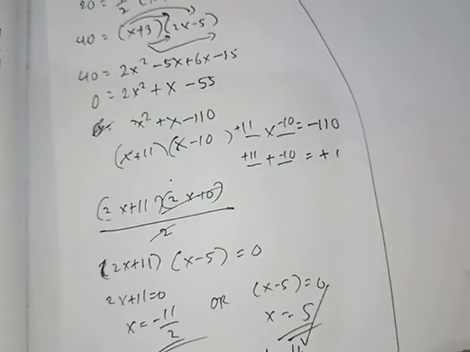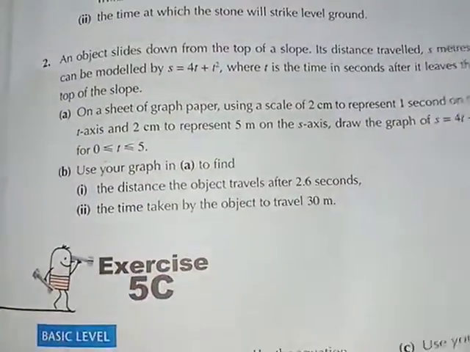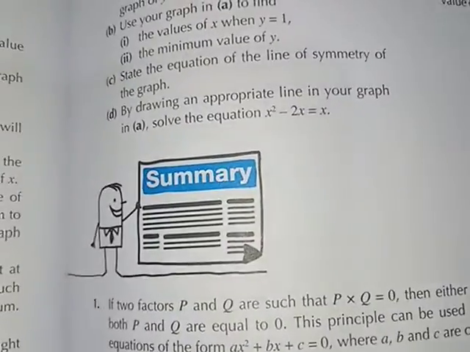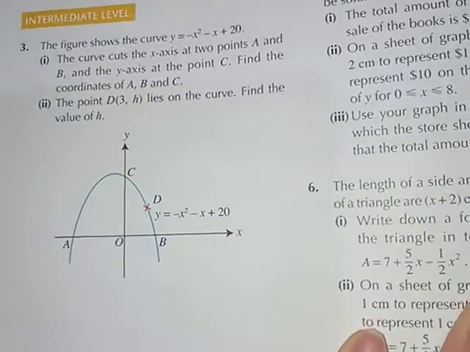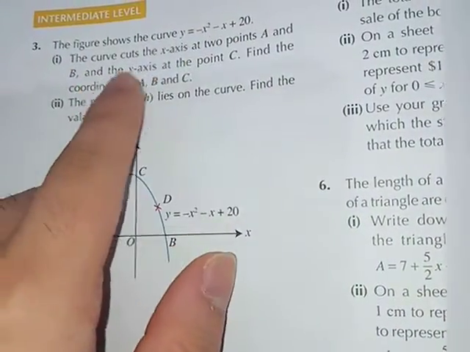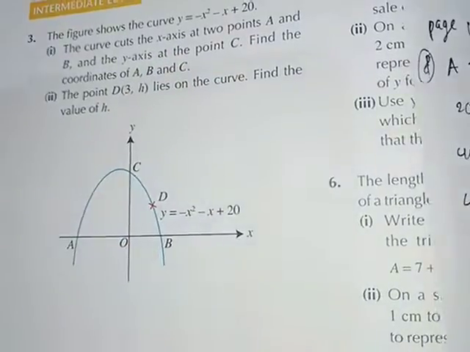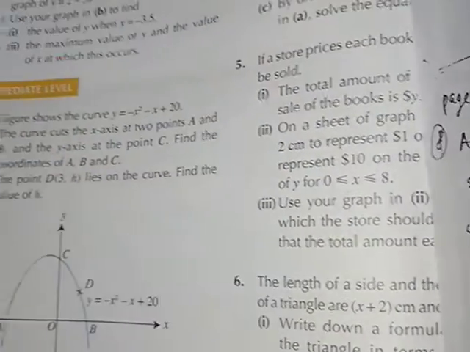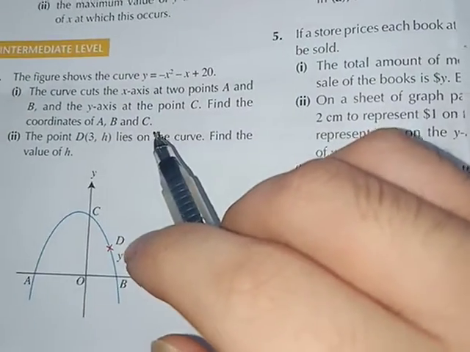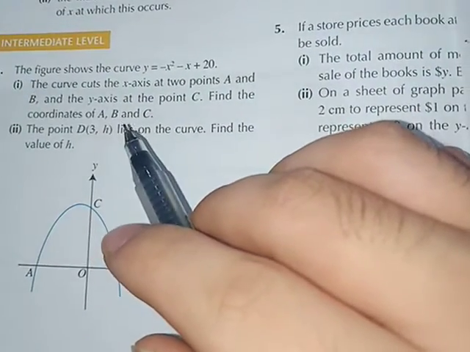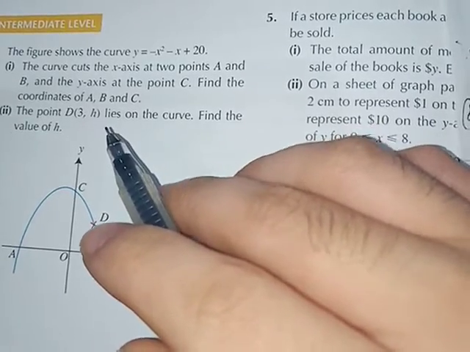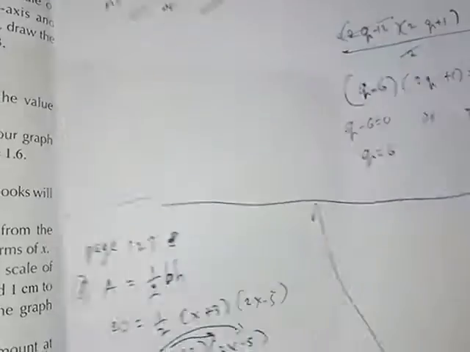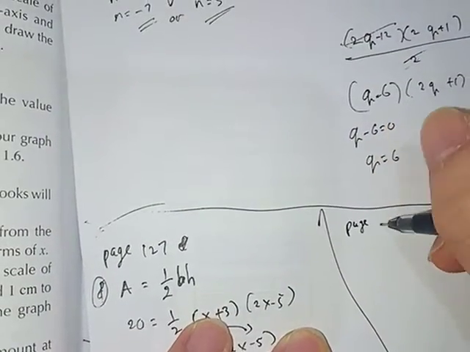Next we have page 139, number 3. Where is it? Oh, this one. Yep. The figure shows a curve. Find the coordinates of A, B, and C. Right. Again, as I mentioned before, to find coordinates of A, B, and C, we need to do y equals 0 and then x equals 0. As simple as that. So again, I'll rewrite the equation first.